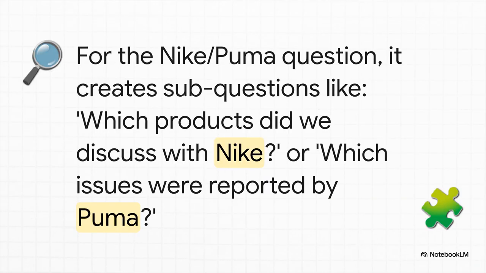So let's go back to our Nike and Puma problem. An agent wouldn't even try that massive search. Instead, it would start asking smaller, smarter questions. Things like, okay, what products did we talk about with Nike? And, in a separate search, what were the issues Puma reported? Each of these is a tiny, solvable piece of a much larger puzzle.